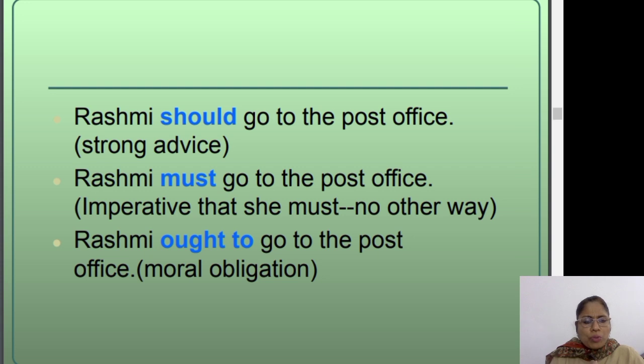Rashmi should go to the post office expresses a strong advice. Rashmi must go to the post office expresses an imperative that she must. There is no other way out. Rashmi ought to go to the post office expresses a moral obligation.